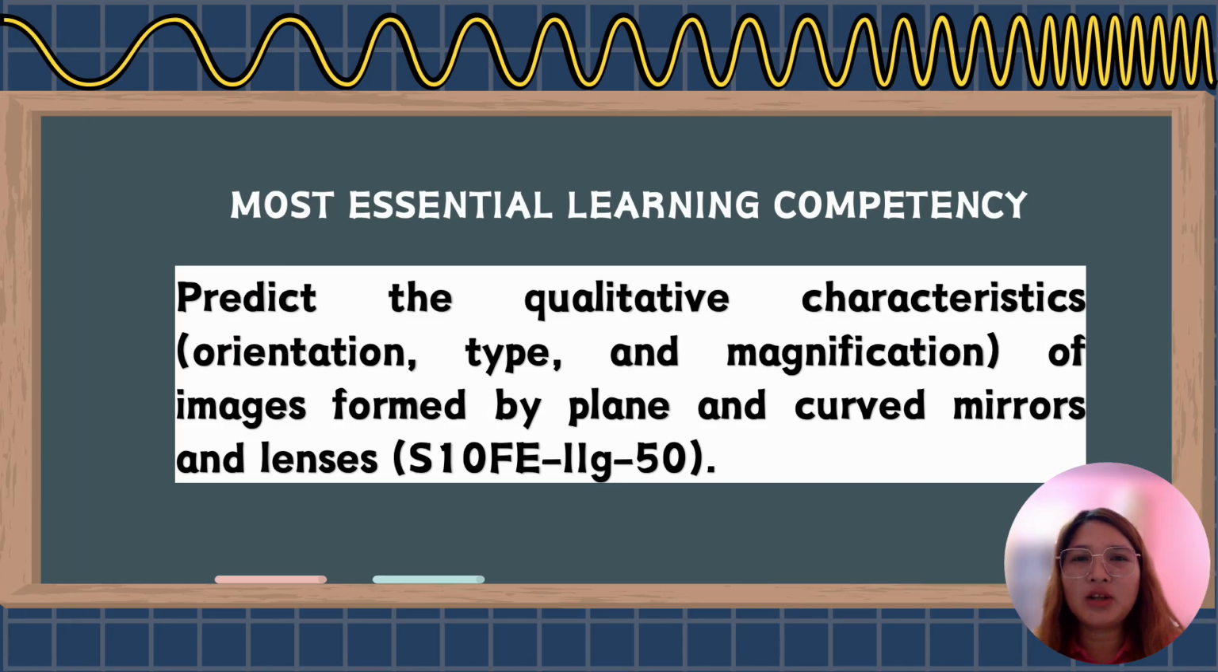Our most essential competency for this discussion would be to predict the qualitative characteristics of images formed by plane mirrors, curved mirrors, and lenses. When we say qualitative characteristics, it refers to the orientation, type, and magnification. But for our lesson for today, we are just going to focus on discussing the plane mirror and curved mirrors.